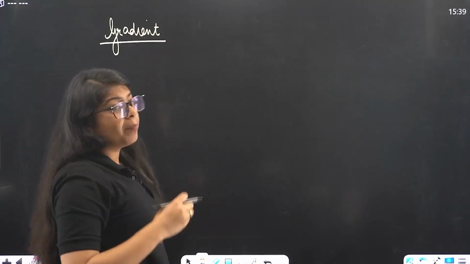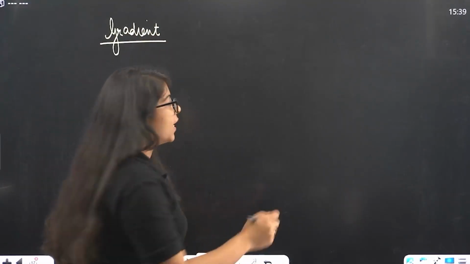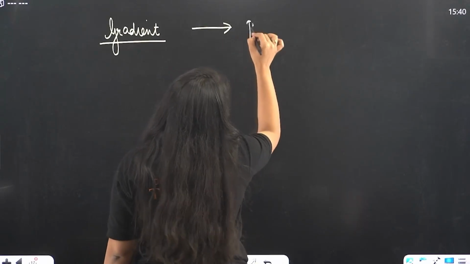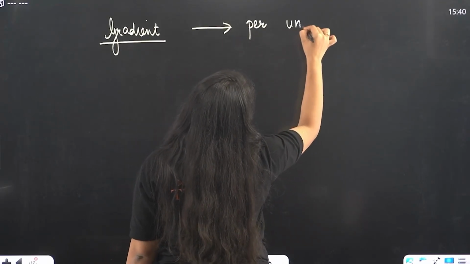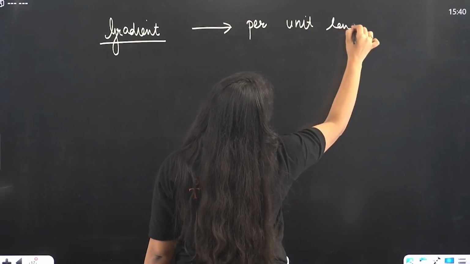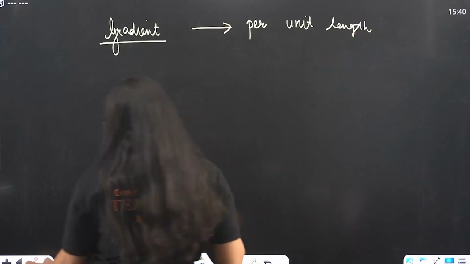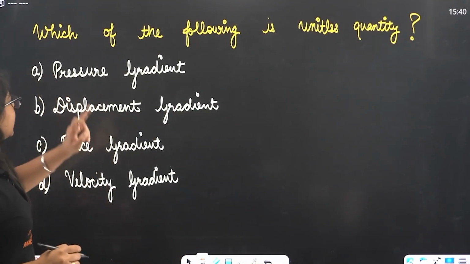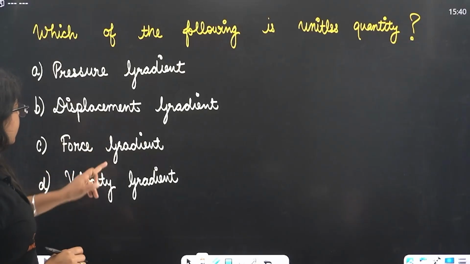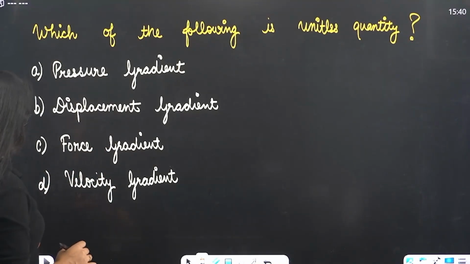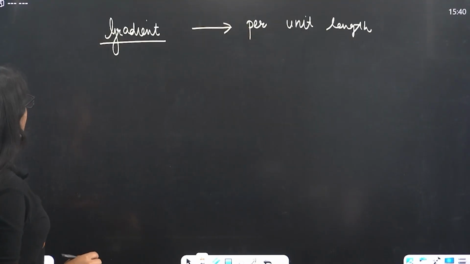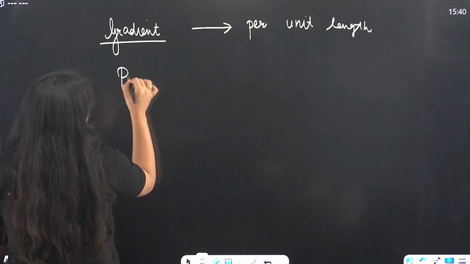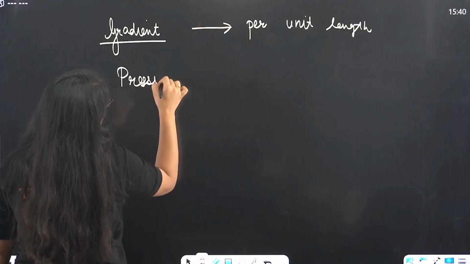Gradient means per unit length. Understand what I'm trying to say? They have mentioned pressure gradient, displacement gradient, force gradient, velocity gradient. So when I talk about pressure gradient, what does that mean?